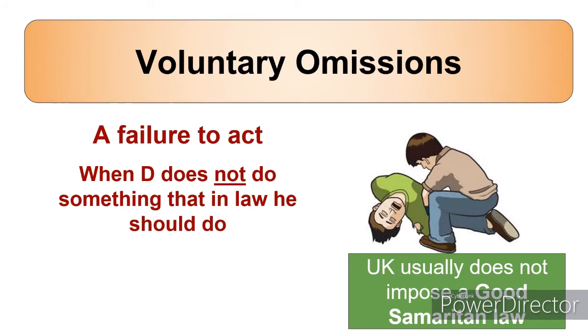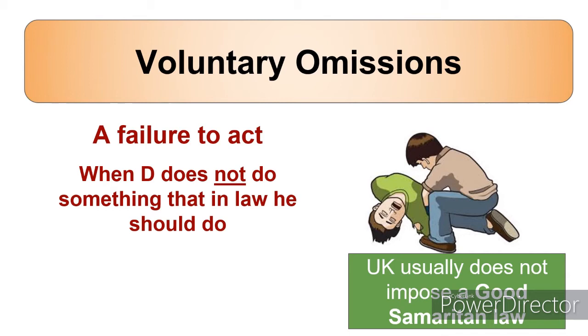So as well as voluntary acts, we also have voluntary omissions. So an omission is a failure to do something. Notice it's one M and two S's, by the way. So a failure to act. In other words, when the defendant does not do something that in law he should do.